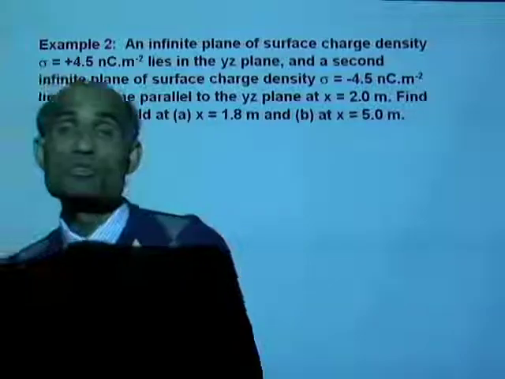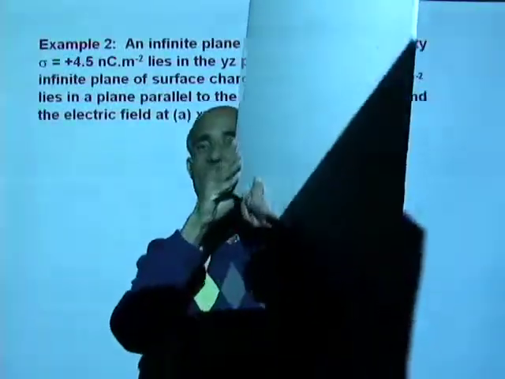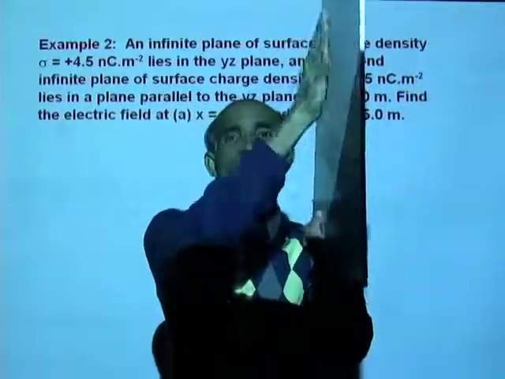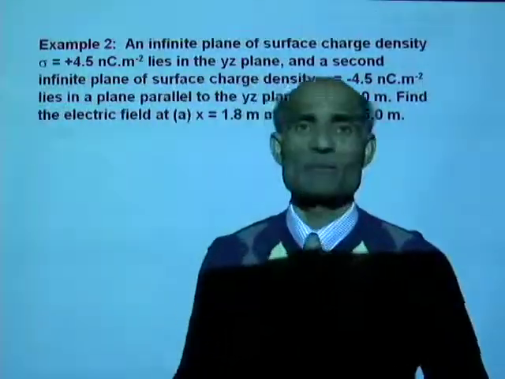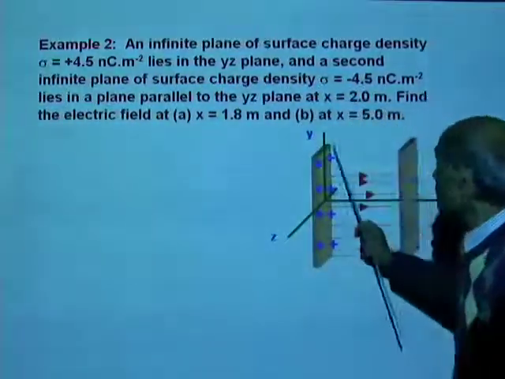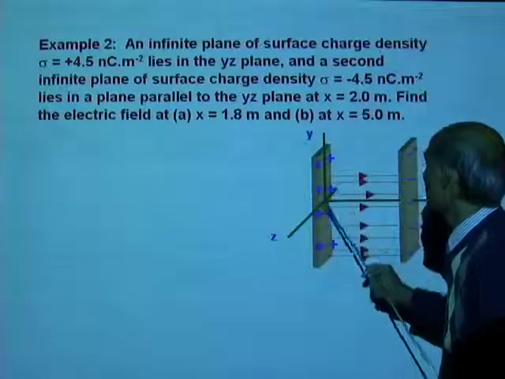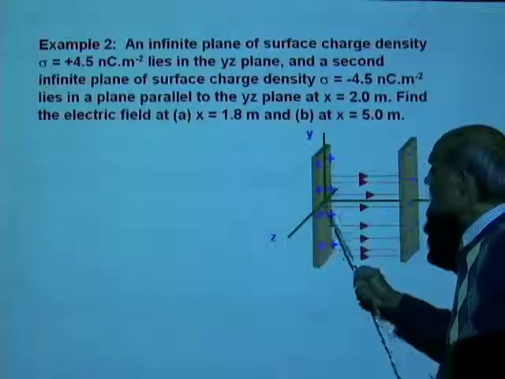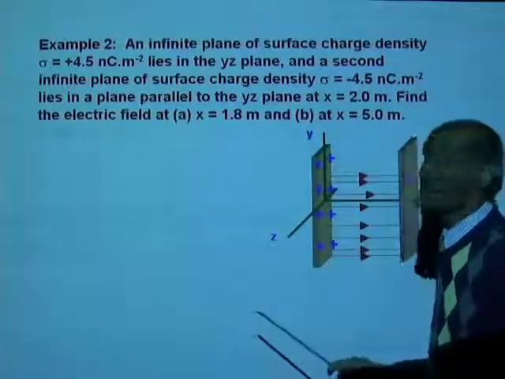Well, we have two plane surfaces like this, and each is in the YZ plane. In other words, it is vertical. Let's draw a diagram of that. Now, this is the first infinite plane in the YZ plane. Look at this, x-axis, y-axis, z-axis. So the vertical plane is the YZ plane.